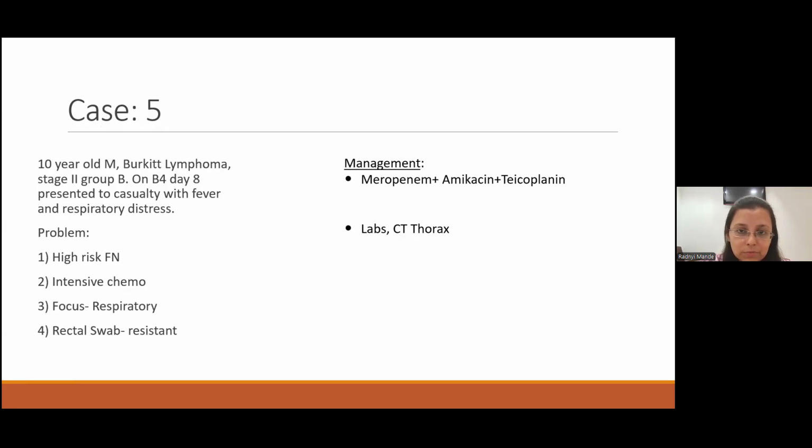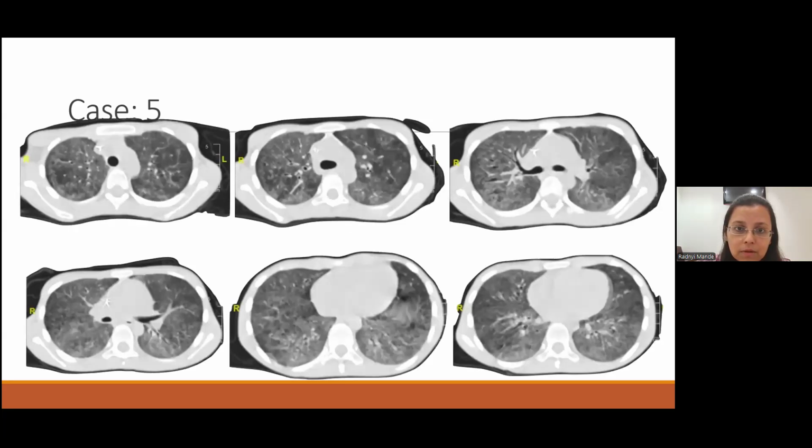So management wise, we have started this child on meropenem, amikacin, and teicoplanin because he has signs of lower respiratory tract infection, and we do CT chest in this case. Also, what we add is azithromycin to cover atypical bacteria, and oseltamivir to cover for viral infection, and O2 support we give, and this is how his CT which we did looked like.